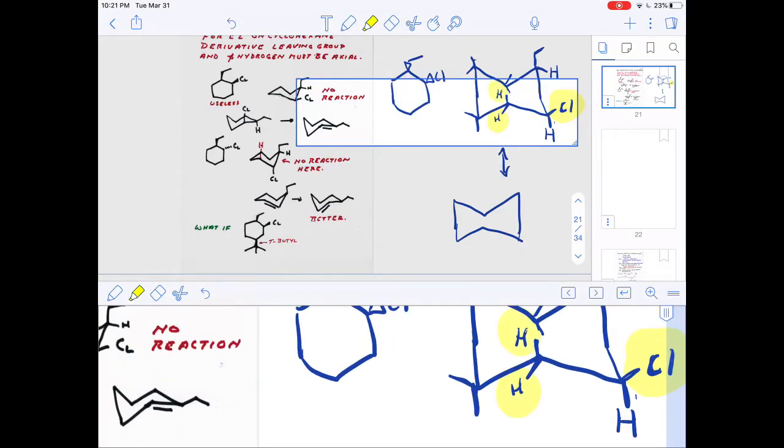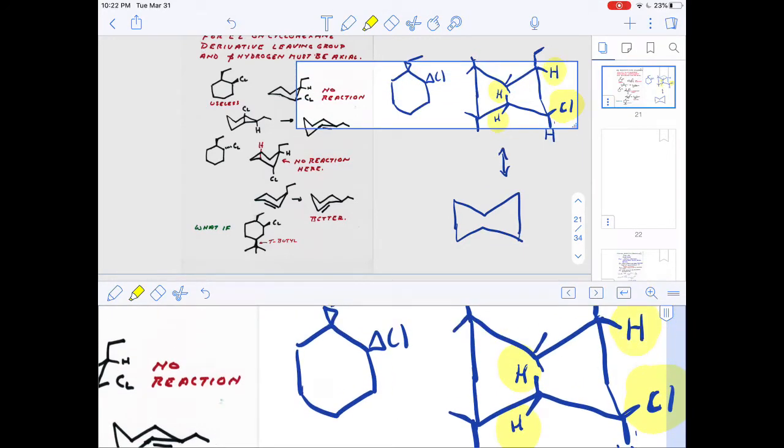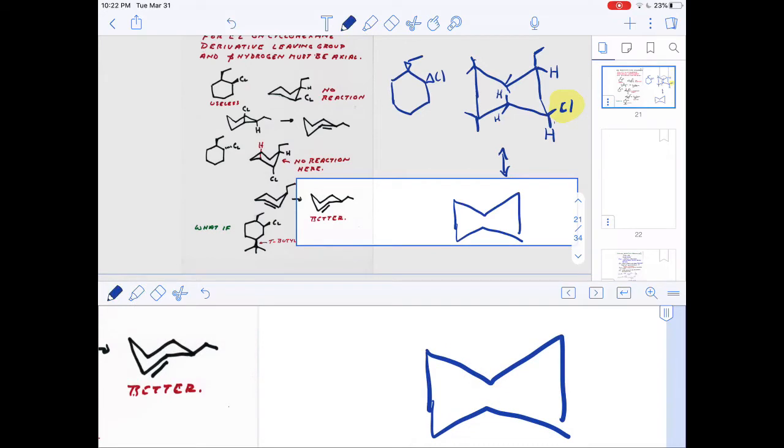Also, just to confirm, these are all the beta hydrogens to Cl. Beta just means one carbon apart. Cool. All right, moving along.